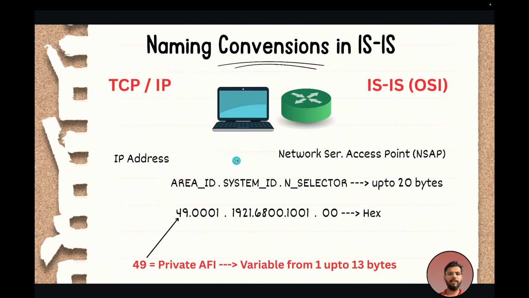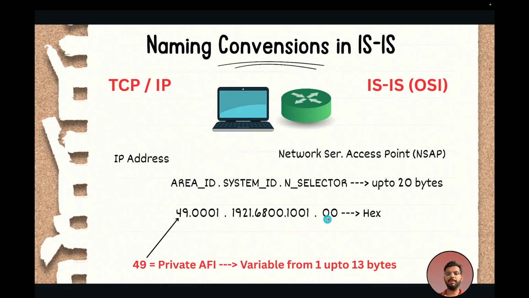So we have something called 3 sections in the addressing scheme of ISIS, and it can have a maximum length of up to 20 bytes. It is divided into 3 sections: area ID, system ID, and N selector. Area ID is usually the area in which the system is, and system ID is unique within the area. The N selector is a 1 byte value which represents what type of node it is, whether it is an end system or an intermediate system.